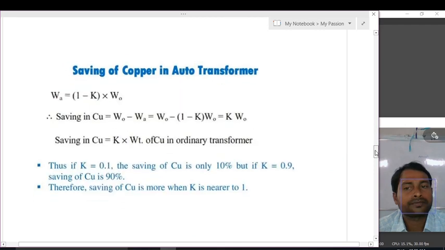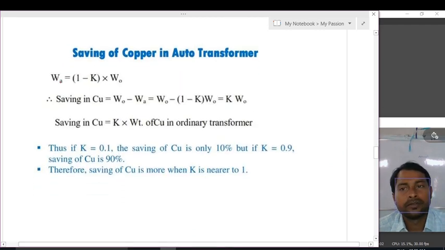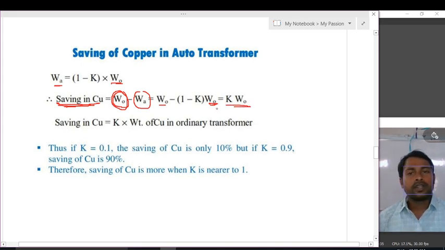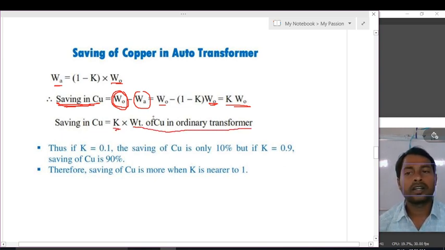So next, the weight of the auto transformer is equal to (1 minus K) times the weight of the two winding transformer. Suppose, what is the saving of the copper? This is the total weight of the two winding transformer. From the two winding transformer, if you subtract the weight of the auto transformer, we will get the saving of the copper. So the weight of the two winding transformer minus (1 minus K) times the weight of the two winding transformer. If I do this, we will get K times W naught.